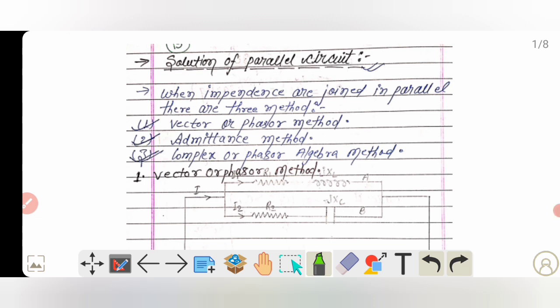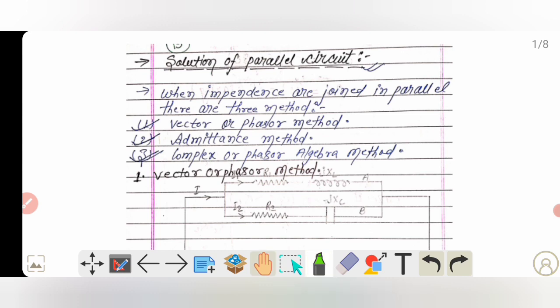Good morning, everyone. In this video lecture, we will discuss a new topic, that is solution of parallel circuit. This is basically the method through which we can easily solve any parallel RLC circuit. As you can see here, there are basically three methods. The first one is vector or phasor method. The second one is admittance method, and the third one is complex or phasor algebra method.